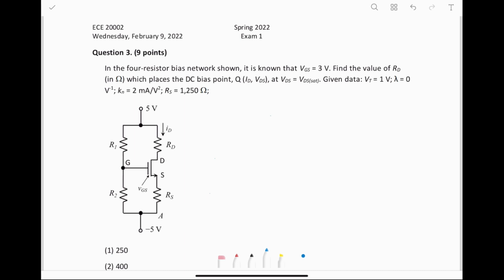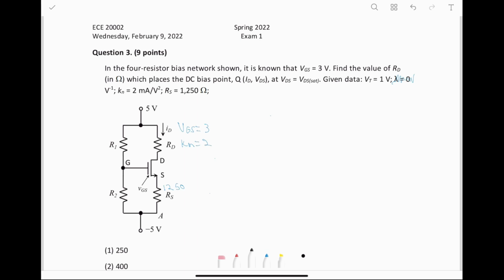I do like to write down the circuit information, so Rs right here is 1250. Lambda equals 0, it basically always does. We never have channel length modulation in these problems. And then I'll also write down VGS equals 3, Kn equals 2, and yeah, that's basically all we need to solve this problem.